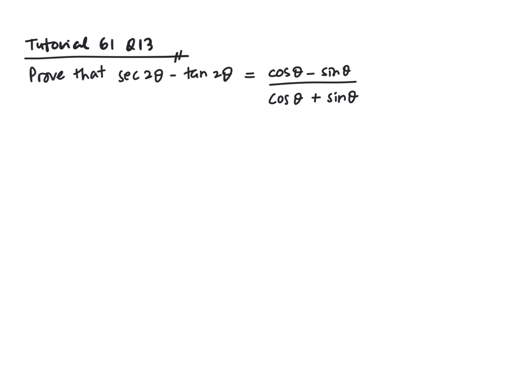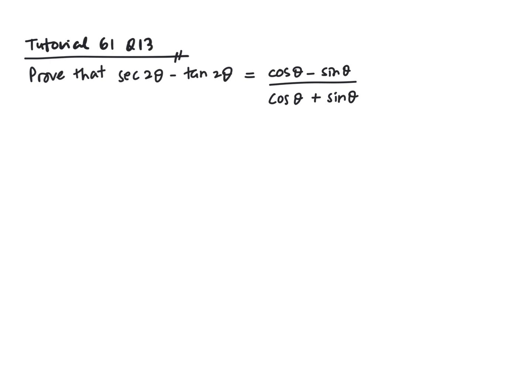Bismillahirrahmanirrahim. Now we want to prove for this question. Prove that secant 2 theta minus tangent 2 theta equals cos theta minus sin theta over cos theta plus sin theta. So if you can see, this one is from the double angle, and this is for the single angle. So inside the proving, we need to use the double angle formula. So maybe first thing we can settle for this secant 2 theta.